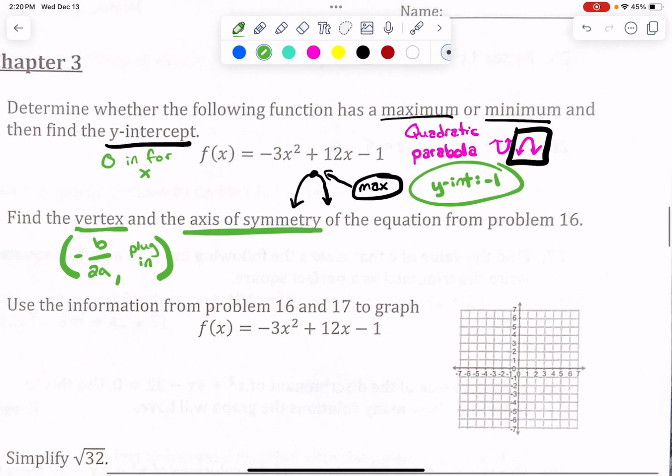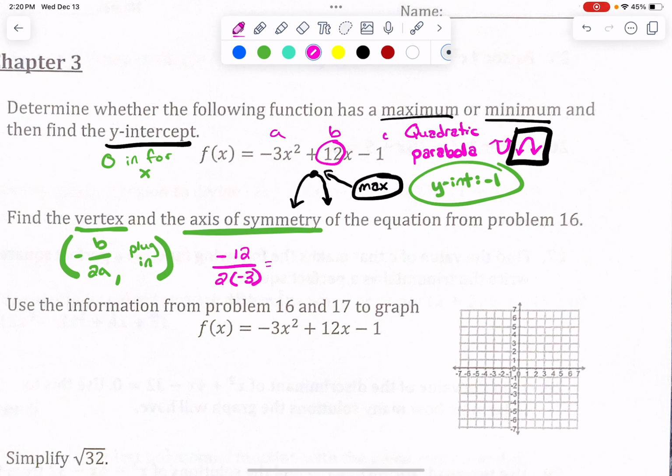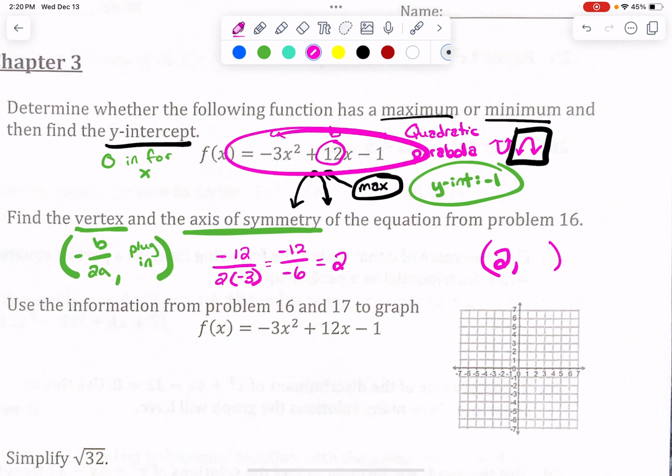All right, let's look. The b value is 12, because it goes a, b, c. So -b over 2 times a, and a is -3. So this is -12 over -6, which is +2. So my vertex is 2 comma something. We don't know what that something is, but to find it, I plug 2 into here.